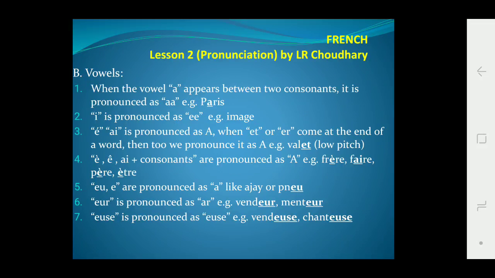EUSE sounds like use. So you can see the examples. Just remember these phonetics for reading purposes and for speaking. Later on you will understand that these are the main things for reading.